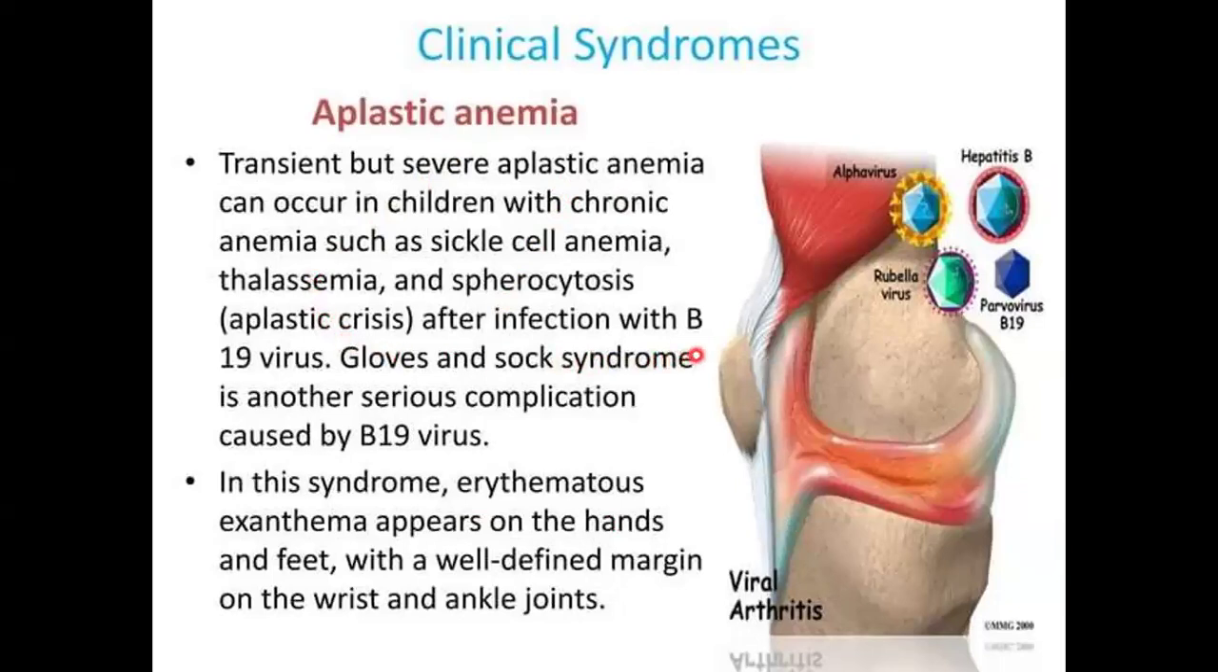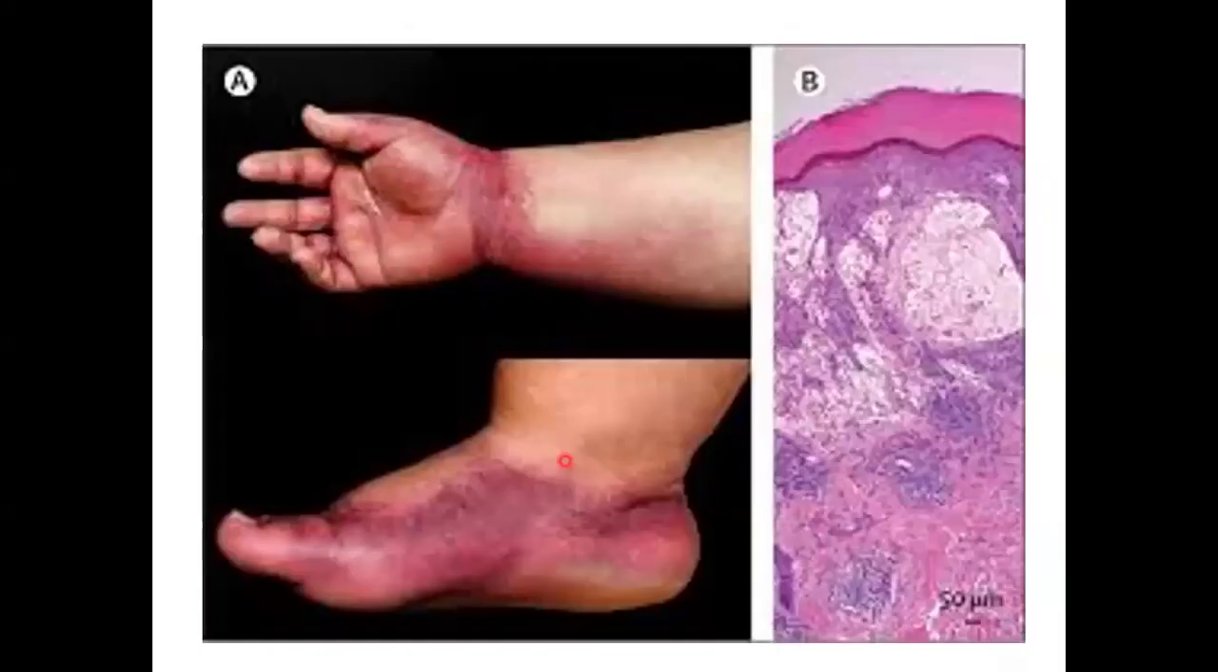Gloves and socks syndrome is another serious complication of B19. In this syndrome, an erythematous exanthem appears on the hands and feet with well-defined margins on the wrist and ankle joints. So here's the picture. Can you see? This gloves and socks syndrome is usually rapid in onset. As you can see here, there is erythema. Erythema is this redness. Can you see this redness? And there is swelling or edema. Can you see this swelling of this arm and this foot?